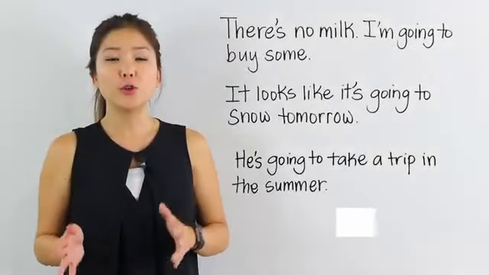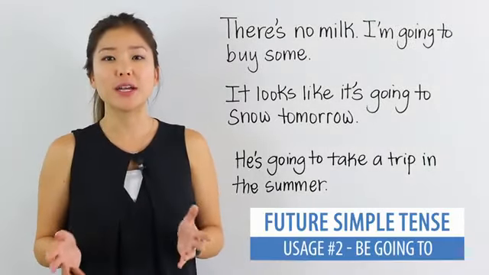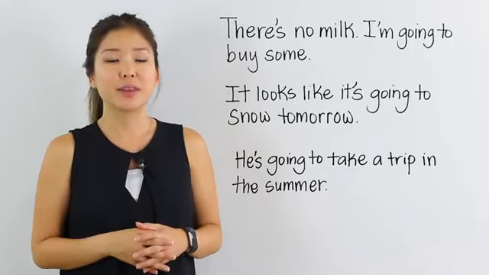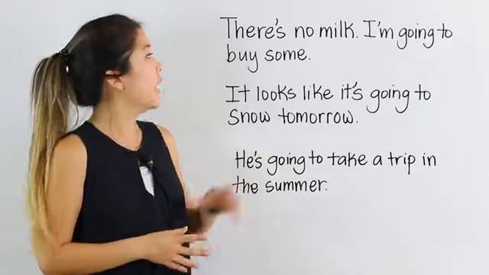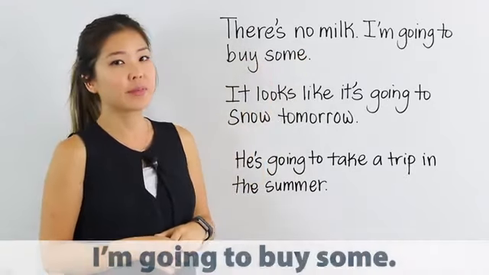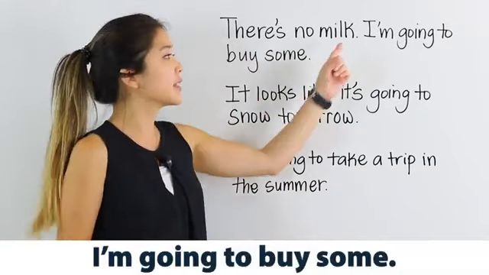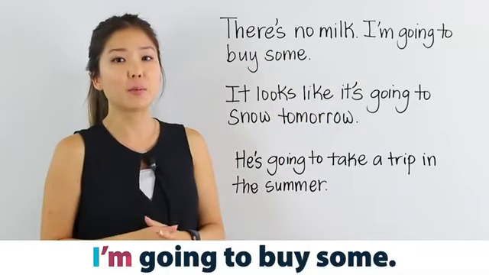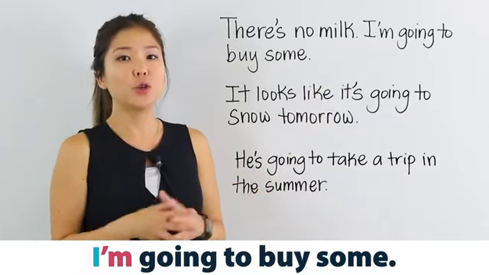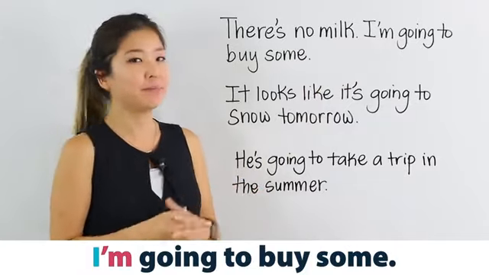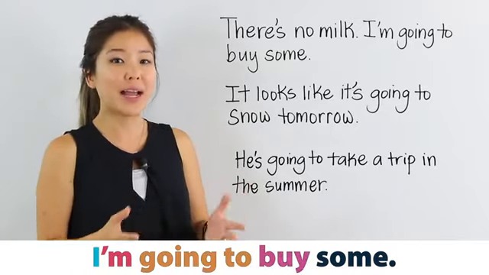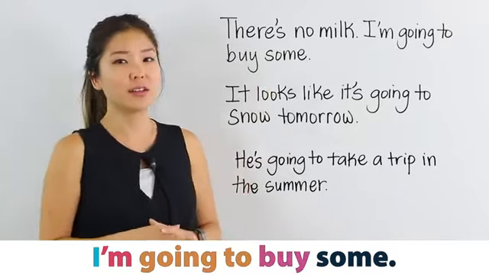You can also use be going to express a future action. It's almost the same as will. Here are some examples. There's no milk. I'm going to buy some. So what you see here is the subject and then the be verb am. I am. And then here we used a contraction, I'm. I'm going to buy some. I made a decision to buy some because there's no milk.